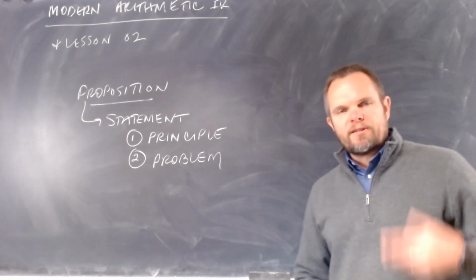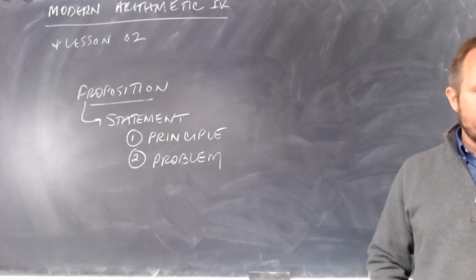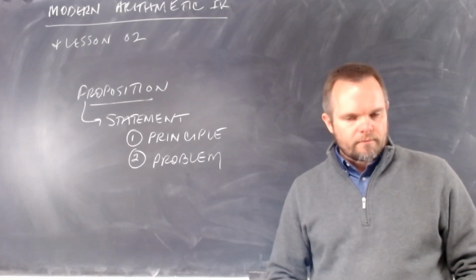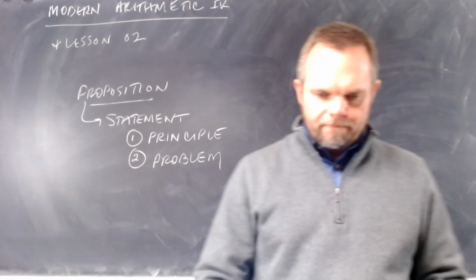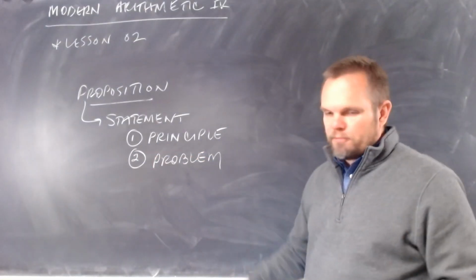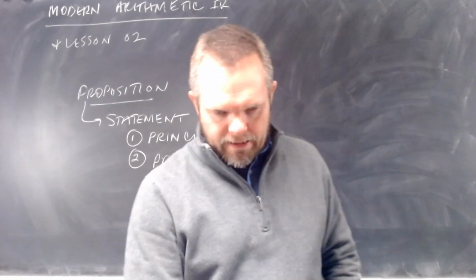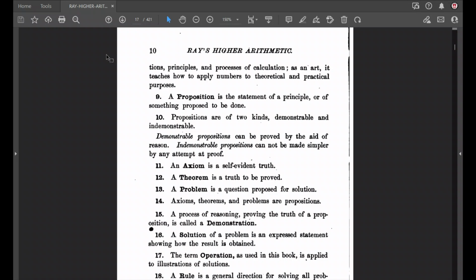A proposition is a statement of a principle or a problem. A principle is some truth. A problem is something to be done. All right? So that's the first thing. There's a division of propositions between principles and problems. And as we look at article number 10, we see propositions are of two kinds, and here we see our book making another division. Propositions are of two kinds, and this is going to look familiar because we've studied this elsewhere.